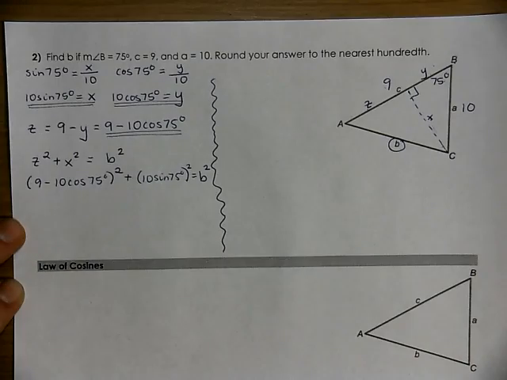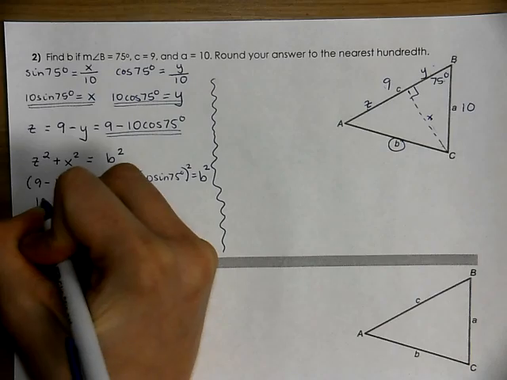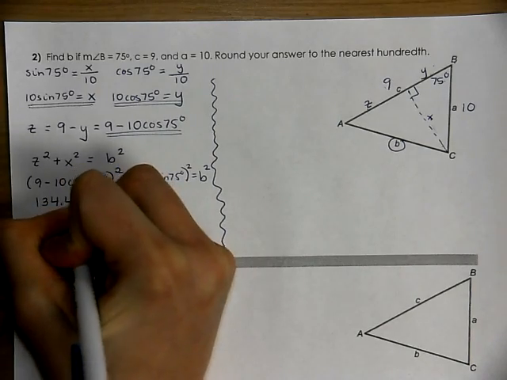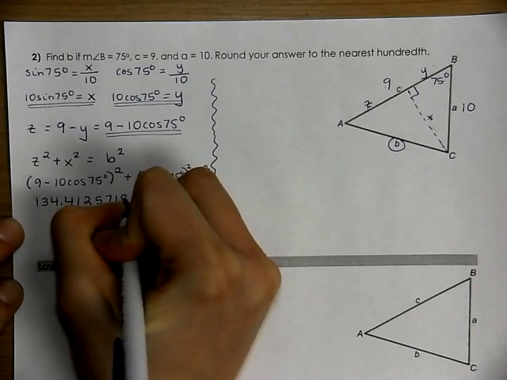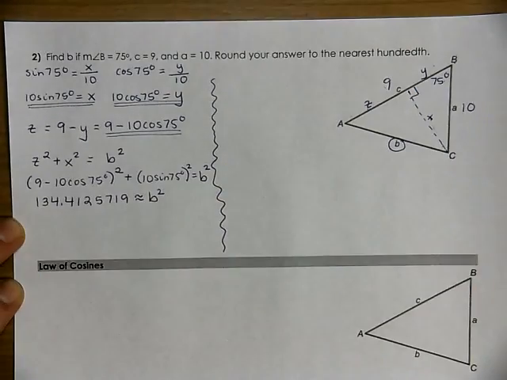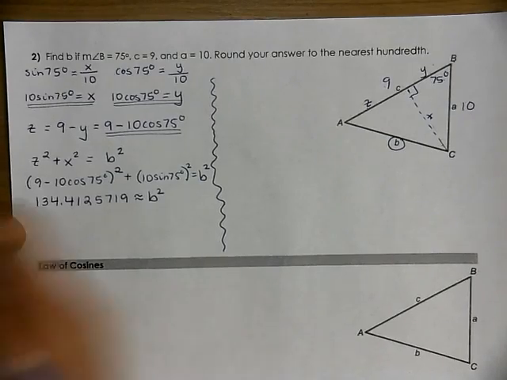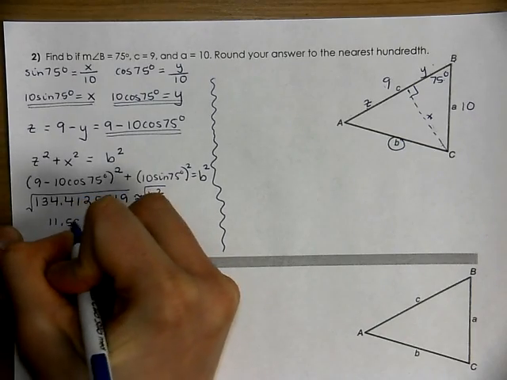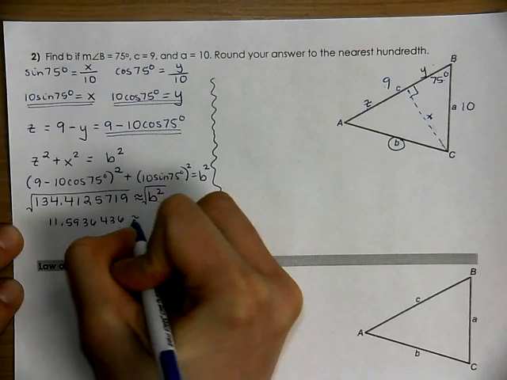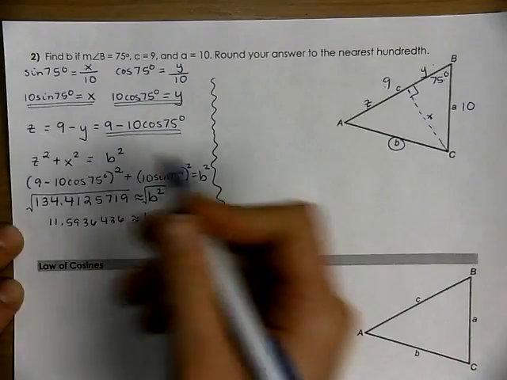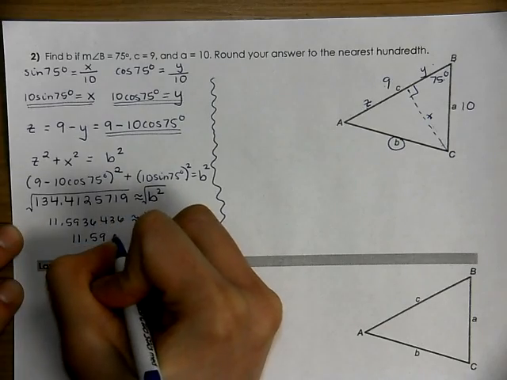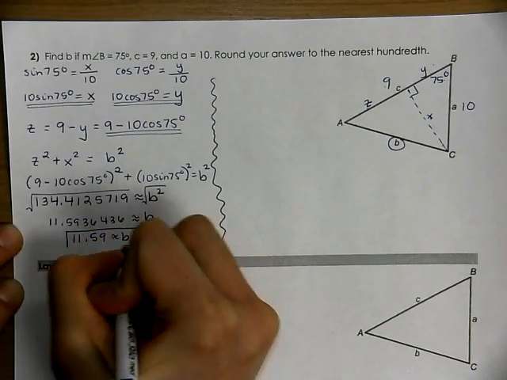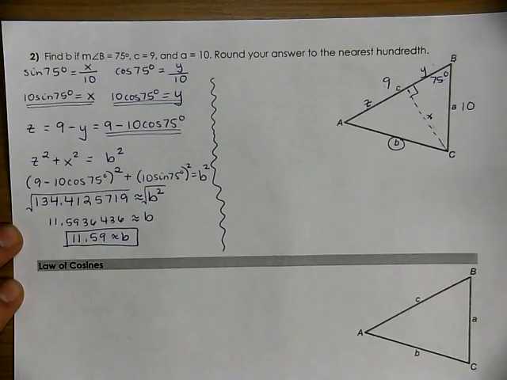Now I'm just going to put this entire thing in my calculator, and when I do that, I get that b squared is approximately 134.412579. Again, I'm keeping all these decimals because I don't want to round until the very end. So now I take the square root of both sides, and I find that b is approximately 11.5936436. It tells me to round to the nearest hundredth, so b will be approximately 11.59. So again, I can create a right triangle and then use trig ratios and the Pythagorean theorem and eventually get to what the length of b is.